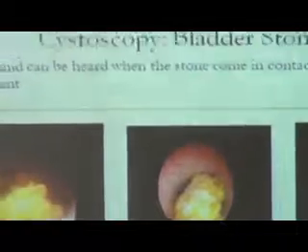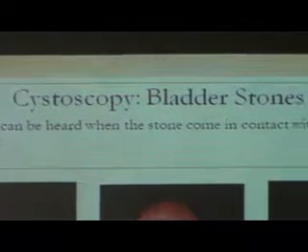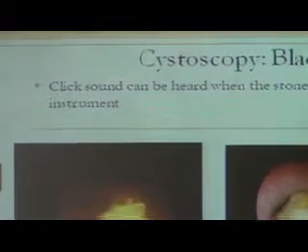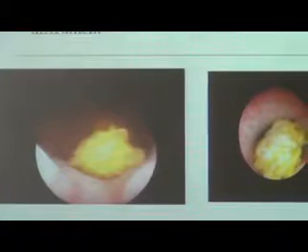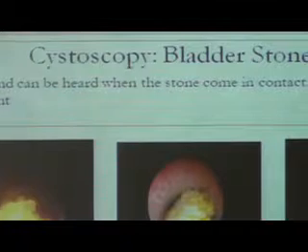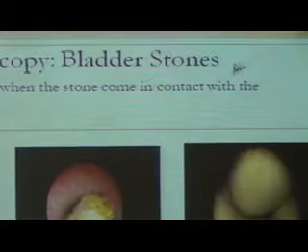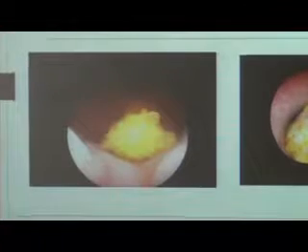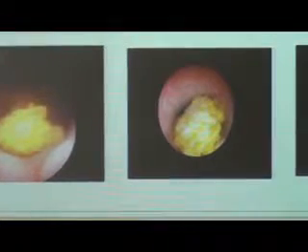And on cystoscopy the stone looks like this, and the characteristic feature on cystoscopy is that if you touch your instrument to the stone, we can hear the sound of clicking. When the instrument touches it, you can feel that it seems gritty. So this is how cystoscopy is done.